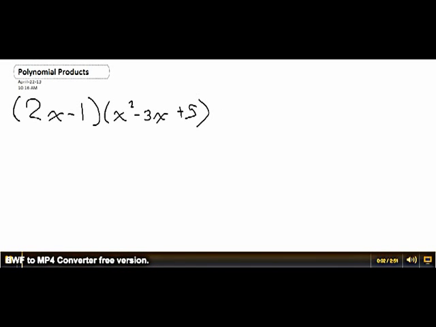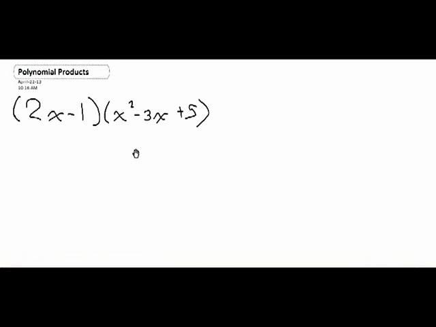Hello students, and we're going to be taking a look at polynomial products here. So this is different than what we've looked at before. So far we've just been doing monomials times monomials, monomials times binomials. Now we've got a binomial times a trinomial. So we can't use FOIL here. FOIL is expressly for the purpose of a binomial times a binomial. So we're going to use the distributive property.